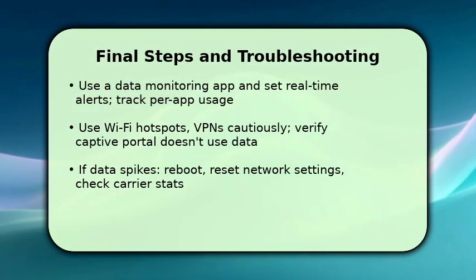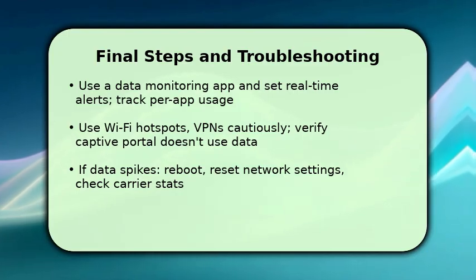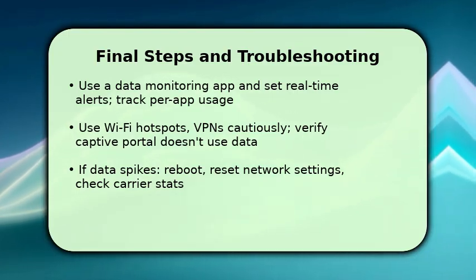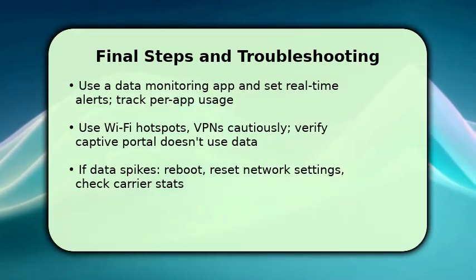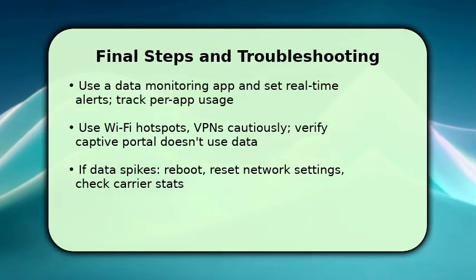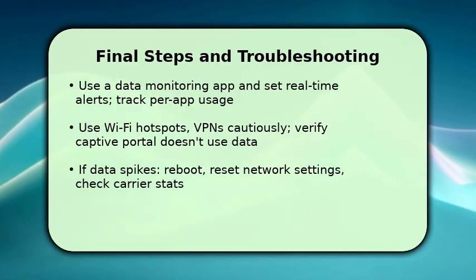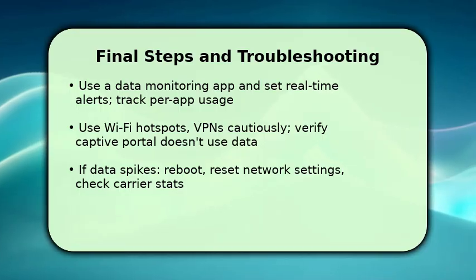You wrap up by installing a reliable data monitor and setting real-time alerts so you catch spikes early. Connect to trusted Wi-Fi hotspots and use VPNs only when needed because some captive portals or misconfigured VPNs generate extra traffic. If you see unexpected usage, restart the phone, check per app counters, and reset network settings. Then compare with carrier usage in your account to reconcile differences.